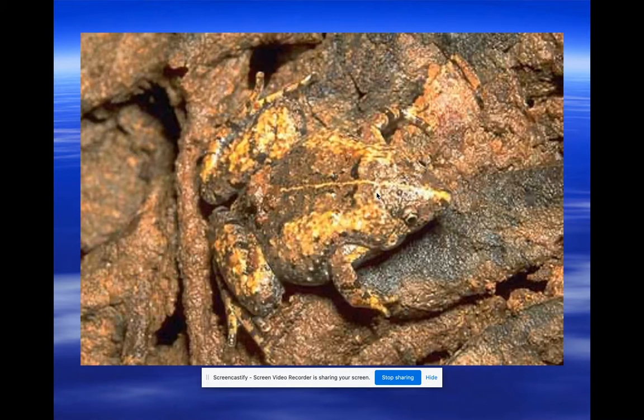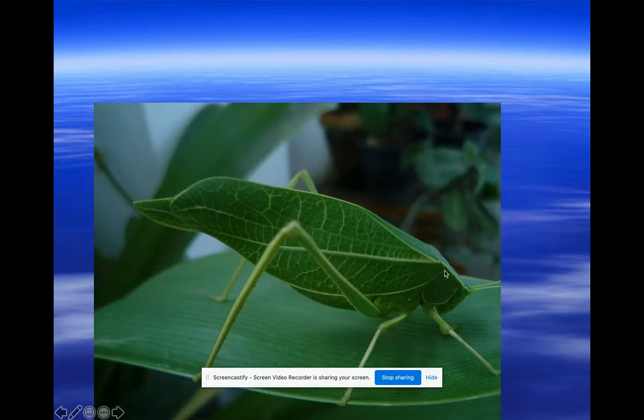Look at this toad right here. Camouflage against the background in which it lives helps protect it from predators. Here's another type of camouflage. This is a leaf bug. It actually looks very, very similar to a leaf. Very, very good camouflage to protect it from predators.